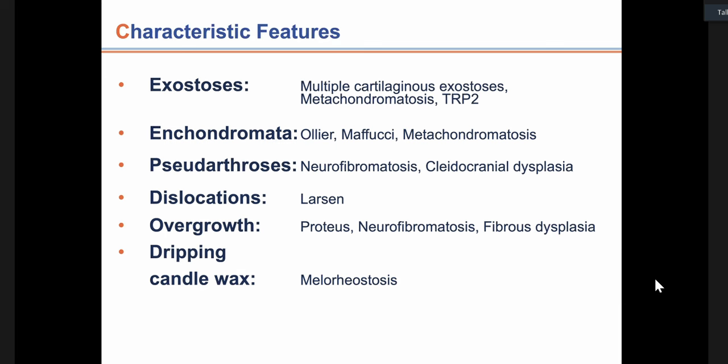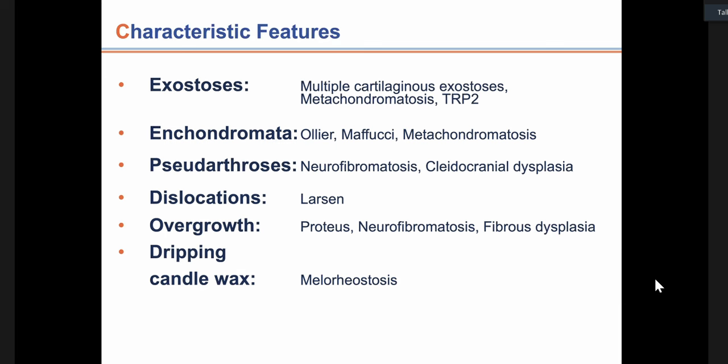You see all of these features here. You can read them. Exostoses, thinking of multiple cartilaginous exostoses. TRP2 is trichorhinophalangeal syndrome type 2, and they get the exostoses as well. Enchondromata with Ollier's, with Maffucci syndrome, pseudoarthroses, particularly neurofibromatosis and cleidocranial dysplasia. We know that Larsen's is associated with dislocations, and so on and so forth.